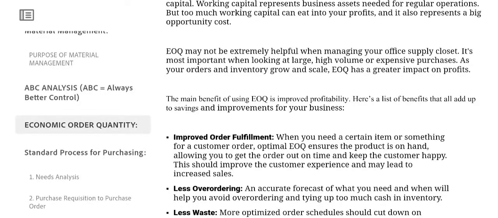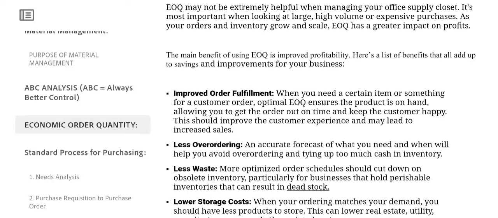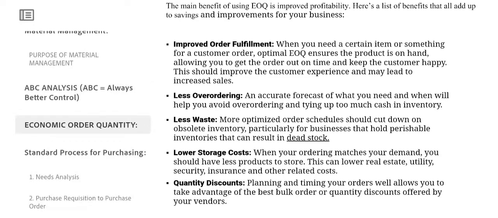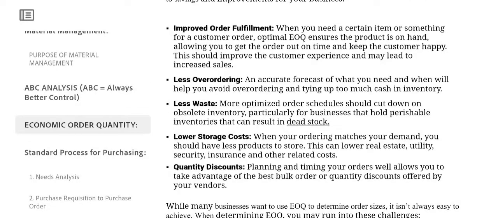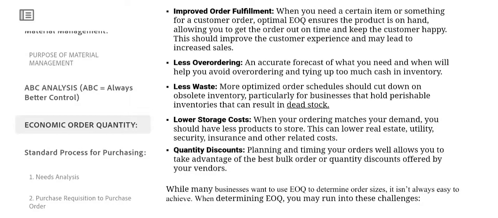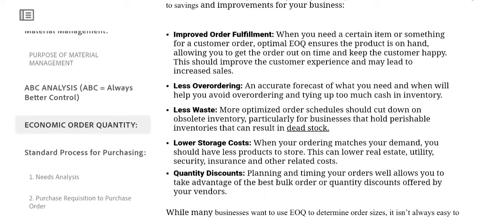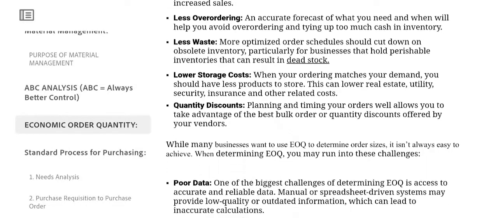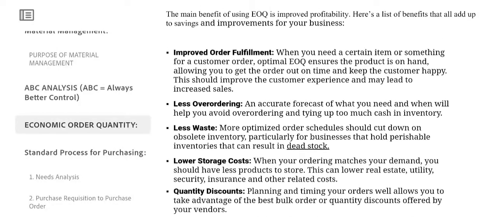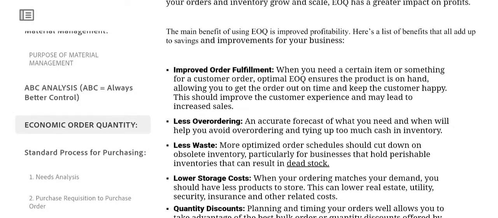Now these are the main points which can happen with the help of EOQ. First one is improved order fulfillment. After that, less overloading, less waste, then lower storage cost and quantity discount. So these are the points which come under the EOQ section. These are the advantages that we are seeing for the economic order quantity.